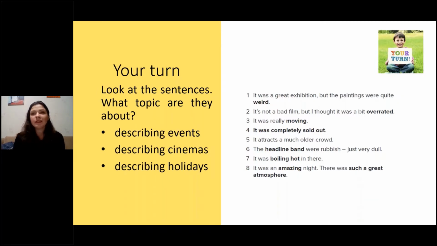About the context, look at these sentences. Read them very quickly and decide what topic they are about. Describing events, describing cinemas, or describing holidays.